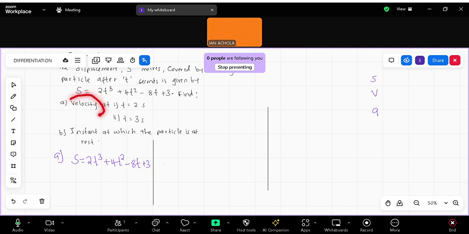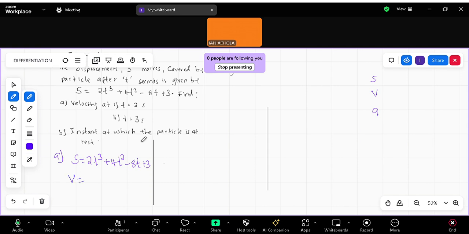We have been given the displacement, denoted by s, and we need to find the velocity. To find the velocity, we are going to differentiate once to obtain a velocity function. Now the velocity v of our particle, we differentiate displacement once.